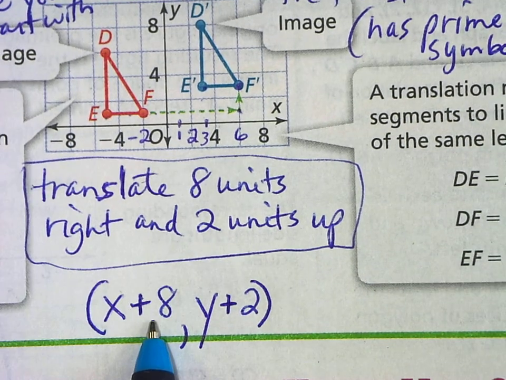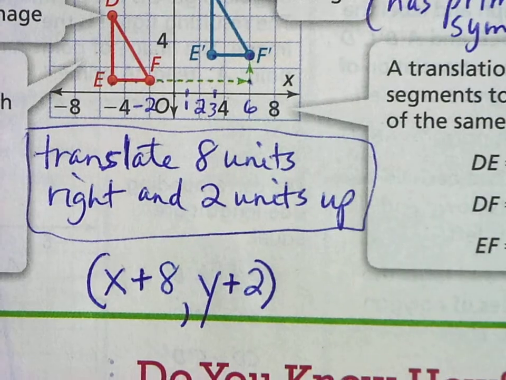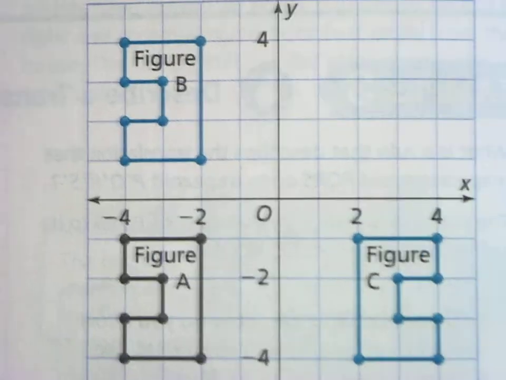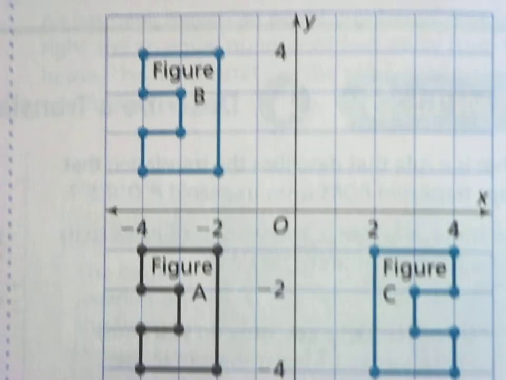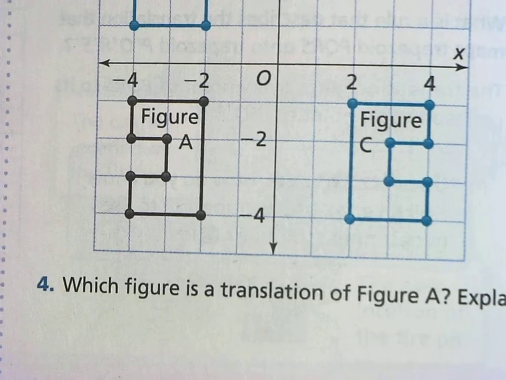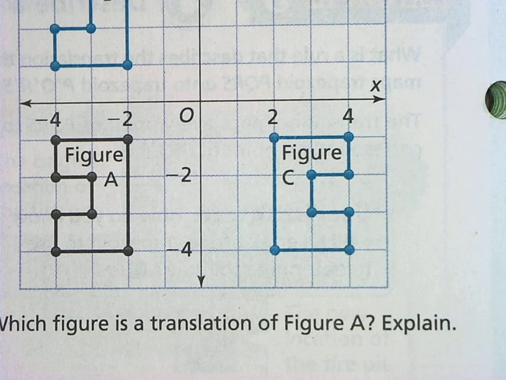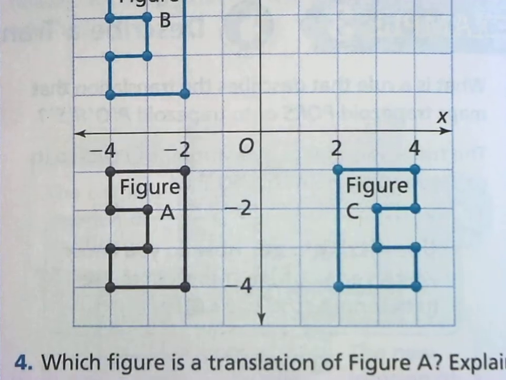So this shows you're moving 8 to the right and 2 units up. Okay, so let's take a look at a couple more examples. So let's take a look at this one. It says we're going to use this figure for number 4. Which figure is a translation of figure A? Which one is a translation?